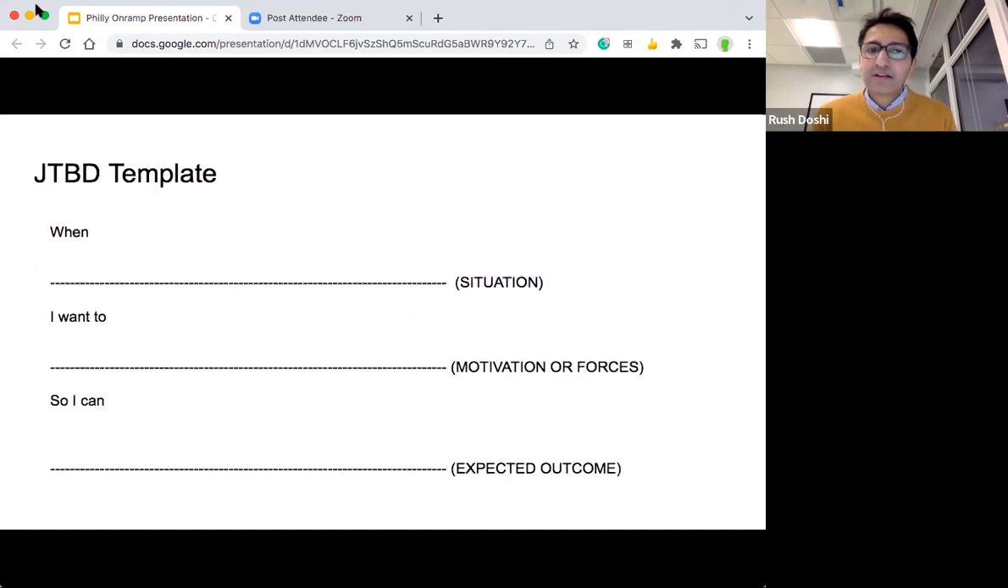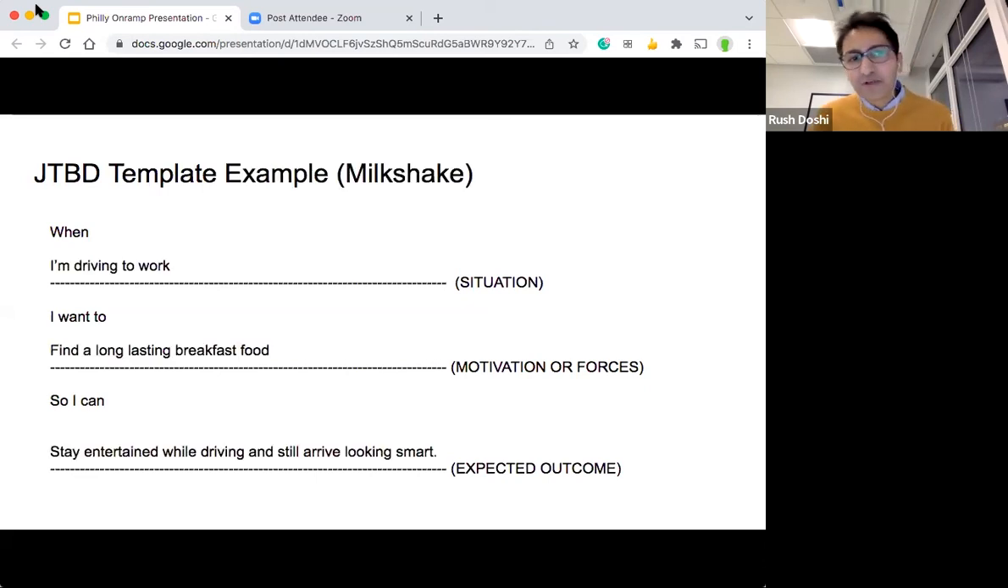I'll pause there. So this is a template to use, which I'll share, but something to think about is, when in a certain situation, the customer may want, what is the motivation or forces they have so that they can get an outcome. And it can be, when I'm driving to work, I want to find a long-lasting breakfast food so I can stay entertained while driving and still arrive looking smart, right? That could be the primary job you're looking to solve for. I'll pause there to see if anyone has any questions on that. That makes sense?